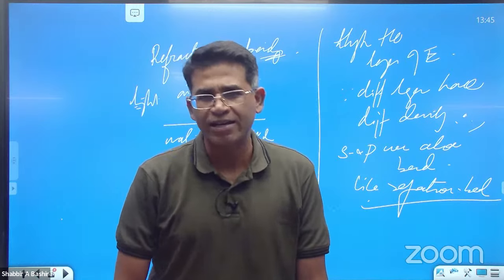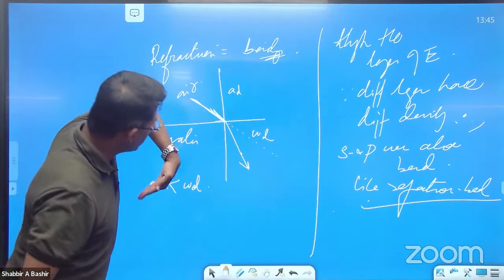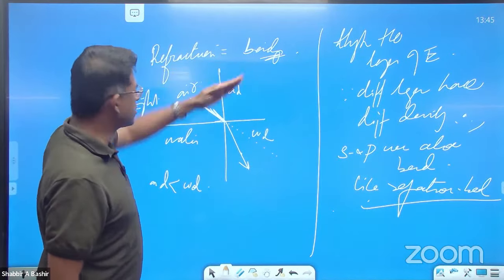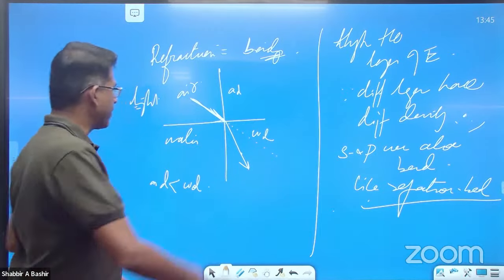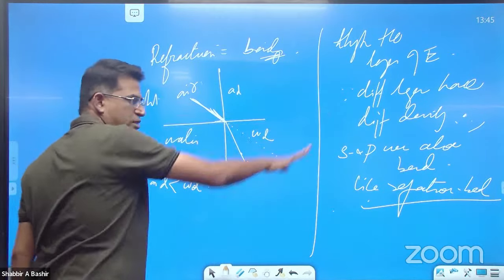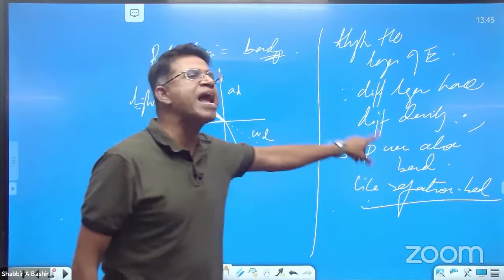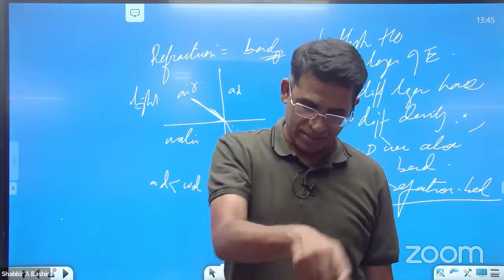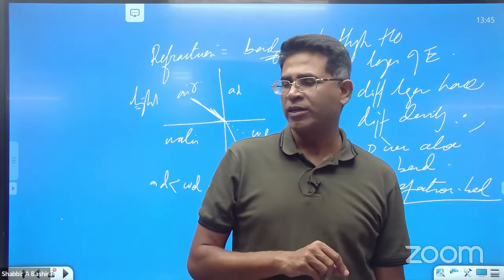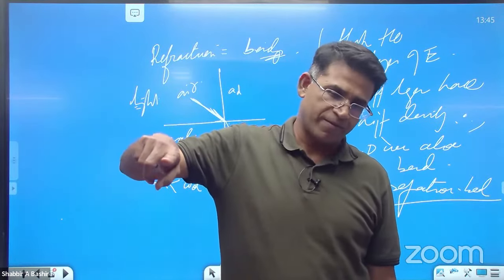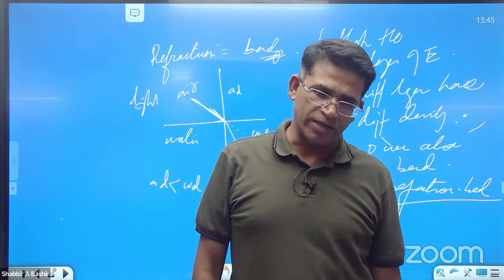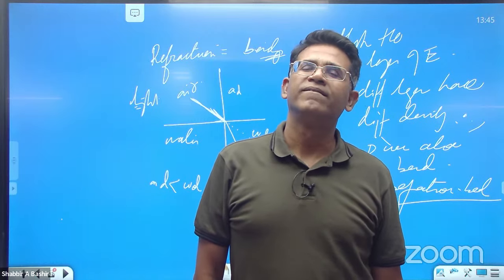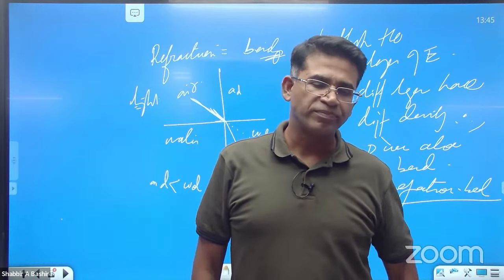Okay, how will they refract? Will they refract inwards or outwards? If I'm moving from less dense towards more dense, is the bending inwards or is it outwards? In the case of P and S waves, it is the opposite. The bending will be outwards. The P and S waves bend outwards. Reason?